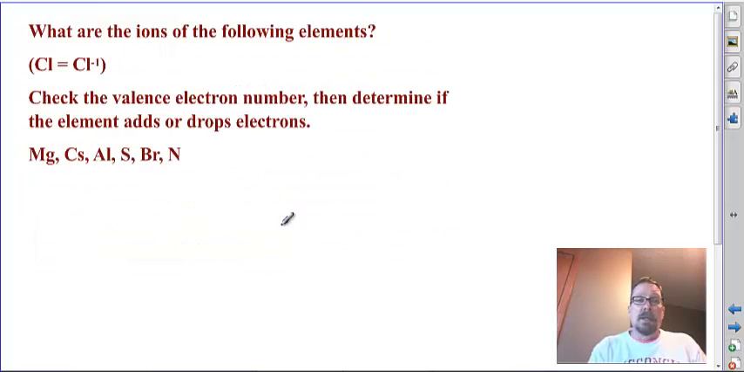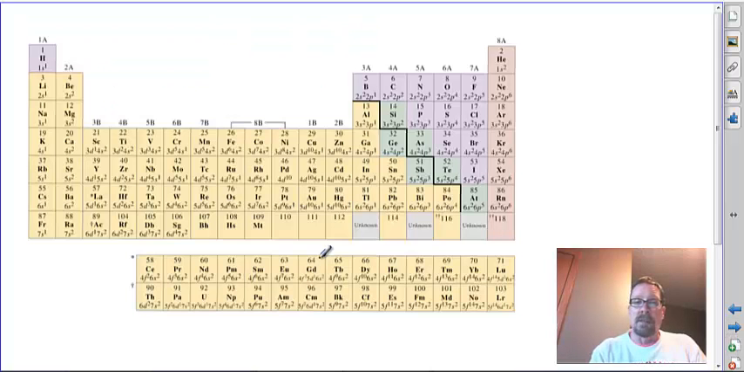Okay, so here's the neutral chlorine. Here's how I would write its ionic form, and whether we look through these or not, we'll just work through forming some ions. And let's go to our periodic table here.